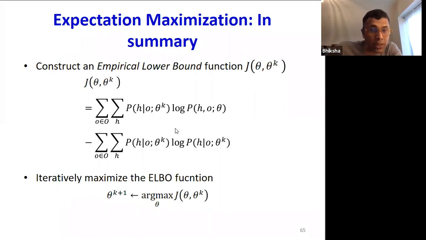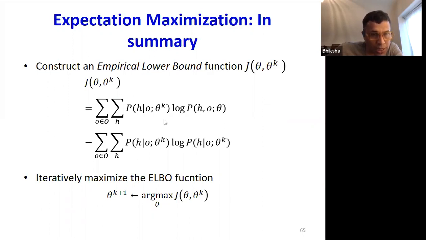So the empirical lower bound for problems like these happens to be this one, where you take the expectation of the log probability of the complete data with respect to the components that you have not observed. Which means this is the log of the joint P of H and O times the probability of H given O, summed over all H. So this is the expectation with respect to the missing components, or conditioned on what you observed, of the log probability of the complete data.